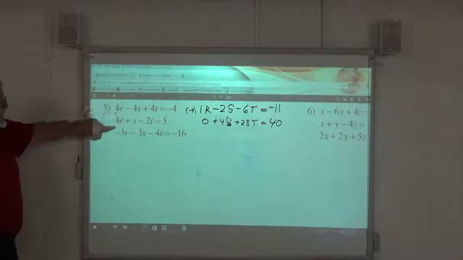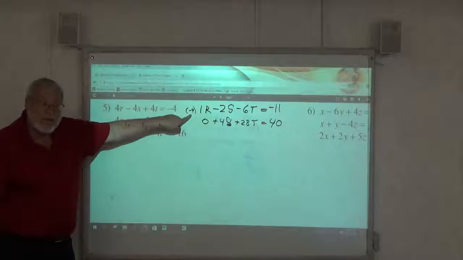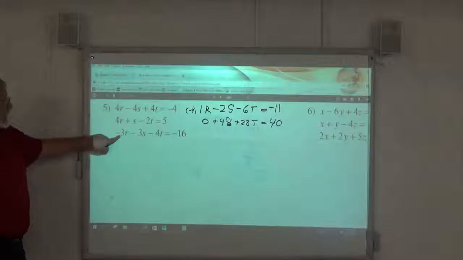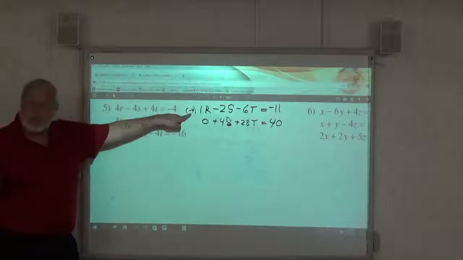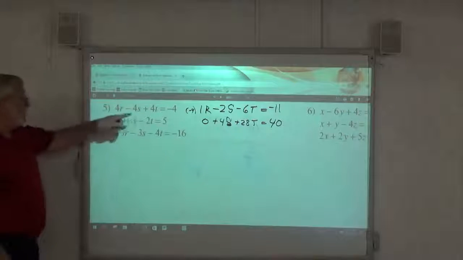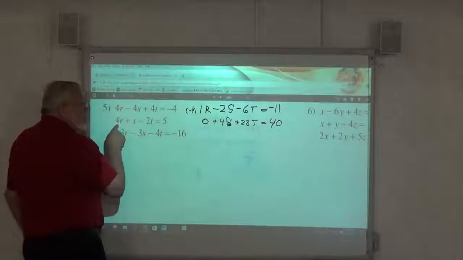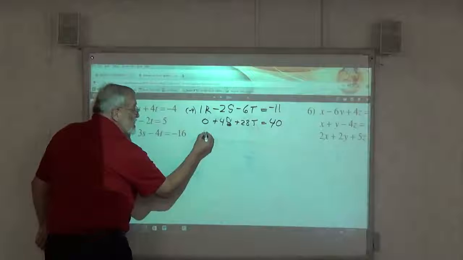Usually what would happen is these two would be different numbers, so I'd have to use a different number here. Okay? If we wanted to eliminate this negative 3, we can multiply this all by 3. Right? It would give us 3 equations. But let's use the -4. -4 plus 4 is again 0.